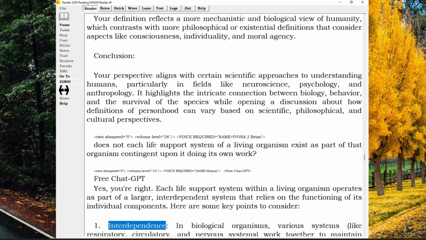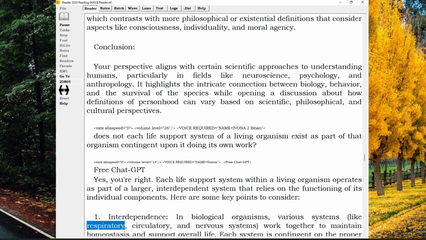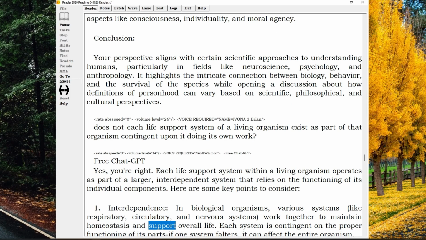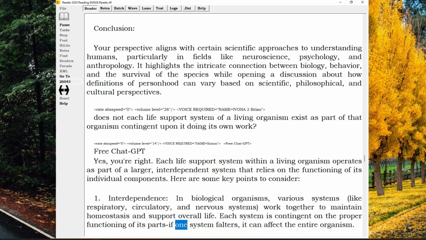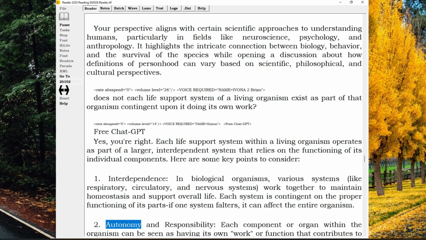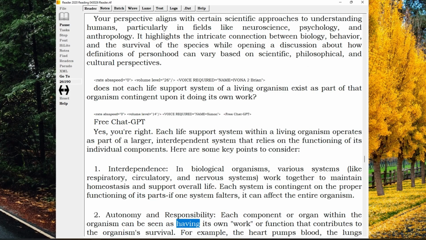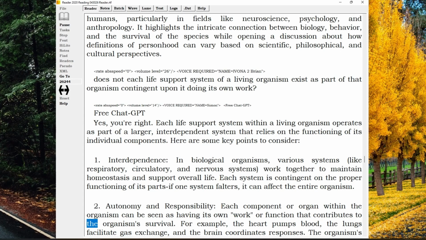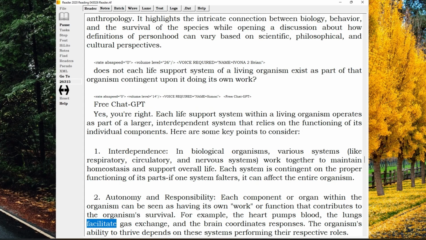1. Interdependence. In biological organisms, various systems, like respiratory, circulatory, and nervous systems, work together to maintain homeostasis and support overall life. Each system is contingent on the proper functioning of its parts. If one system falters, it can affect the entire organism. 2. Autonomy and responsibility. Each component or organ within the organism can be seen as having its own work or function that contributes to the organism's survival. For example, the heart pumps blood, the lungs facilitate gas exchange, and the brain coordinates responses.